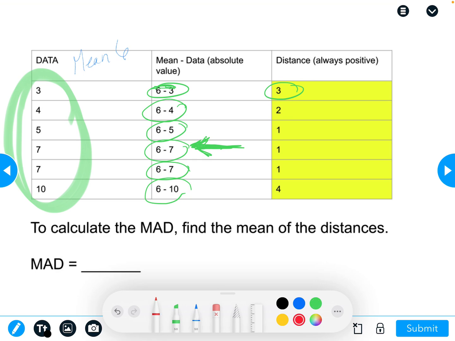Once I have all those distances, my last step is to find the mean of the distances. So you get MAD, mean absolute deviation, when you have to find the mean twice.